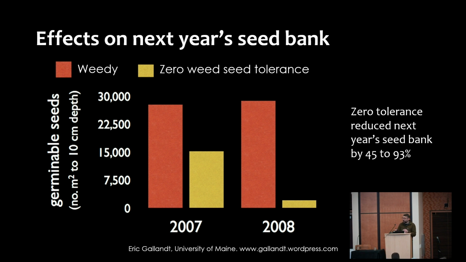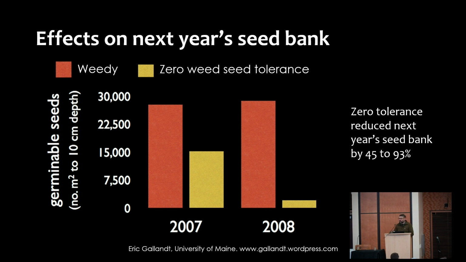And you can see the zero tolerance for weed seed additions reduced the next year's seed bank by 45 to 93%. So just in a single year, if you prevent weeds from going to seed and you prevent those seed additions, you can drastically reduce your seed bank. So if you have a lot of weed problems, you should be considering taking land out of production or doing what is needed to prevent weed seed production.